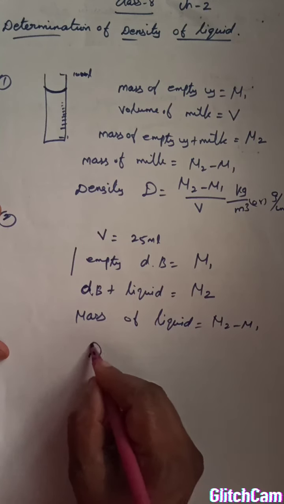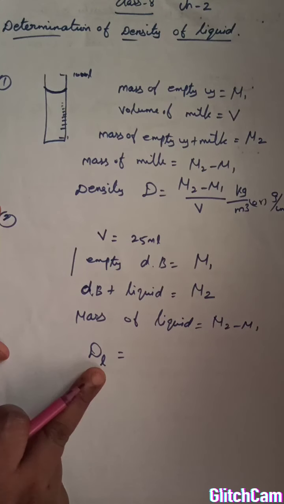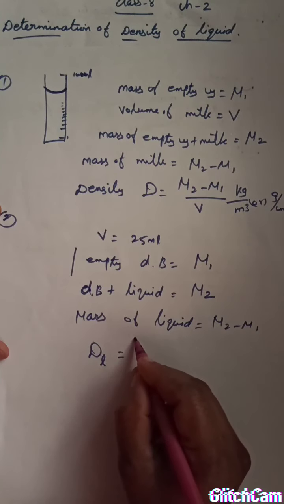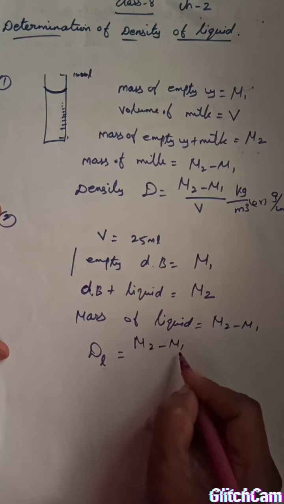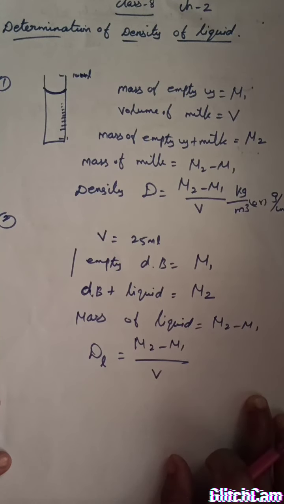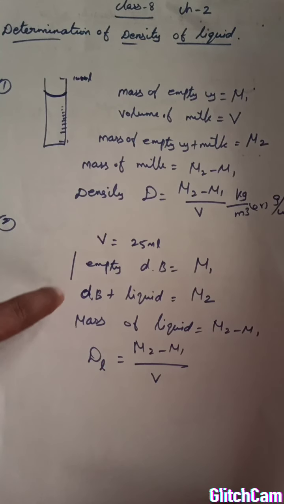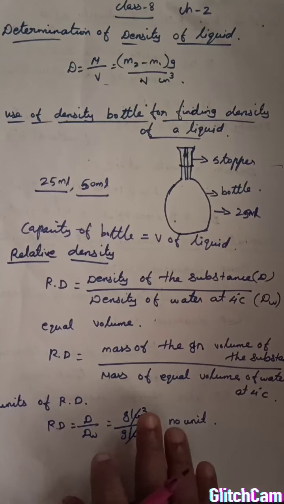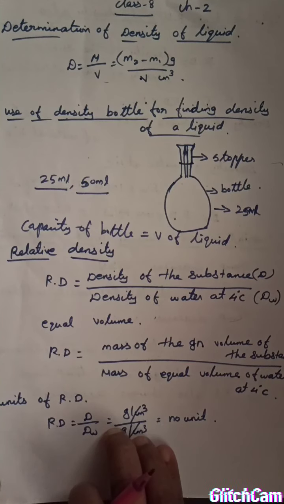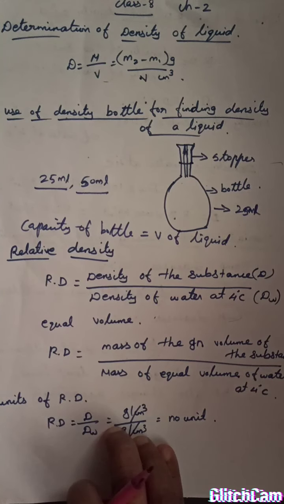So what is the density of the liquid? Density of L, where L means liquid, is equal to mass, M2 minus M1, upon V. So that way we find the density of a liquid using a measuring cylinder and using a density bottle. Okay. Next, every day we use the words comparatively heavier, comparatively lighter.